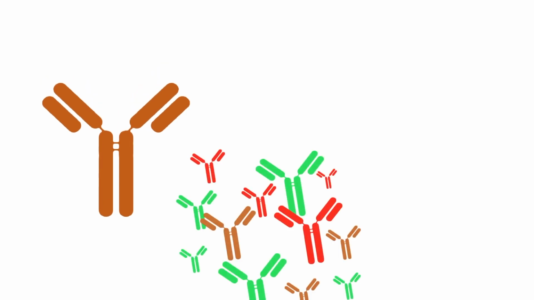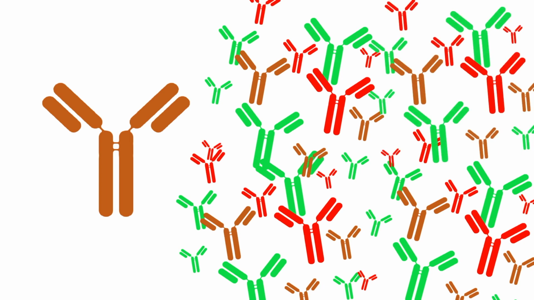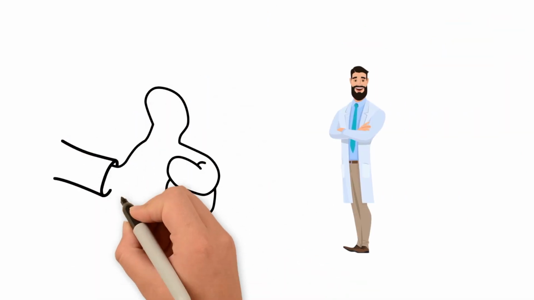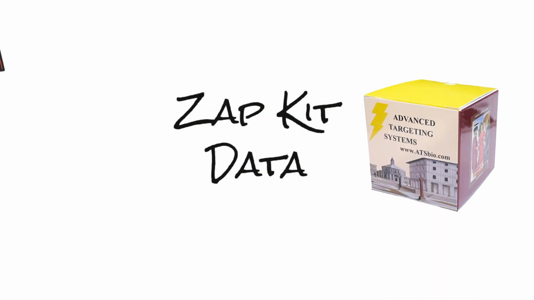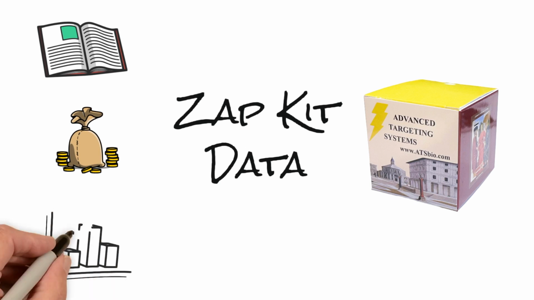Screen a single antibody or hundreds of antibodies to find the most specific antibody for your research or drug development application. Use the data generated using the ZAP kit to write your next publication, apply for grant funding, or move your drug development efforts to the next level.